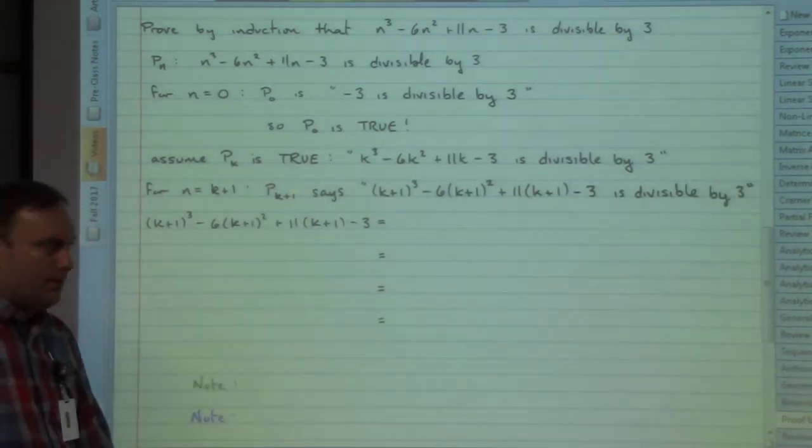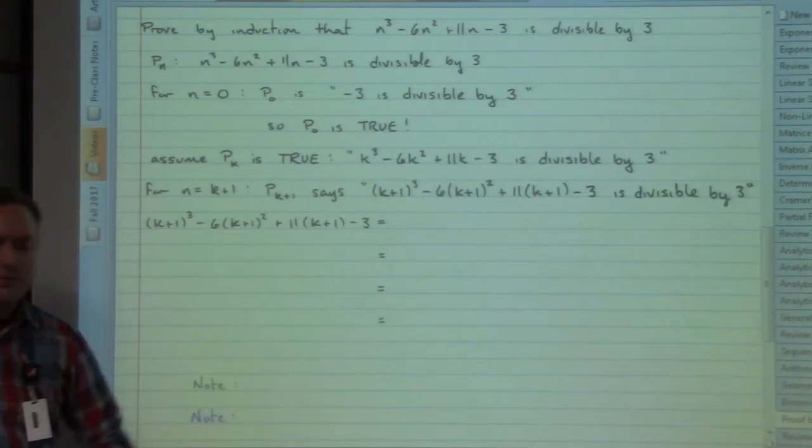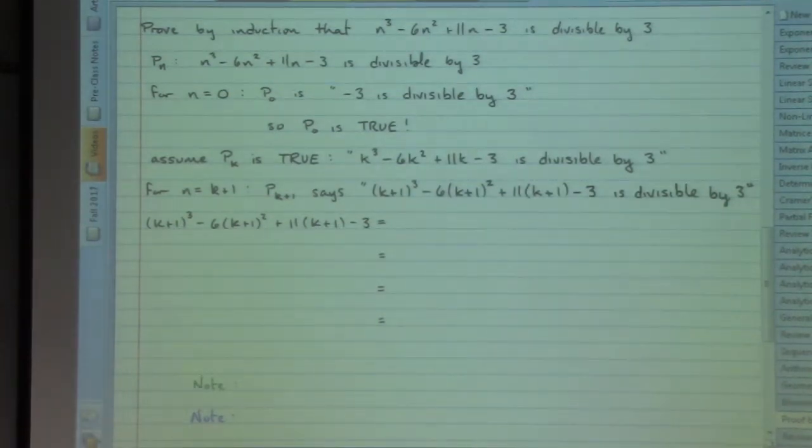So we're going to use a little bit of our algebra skills to try to putter around with that and see what we can come up with. So, if we expand parentheses k plus 1 to the power of 3, we will get k to the power of 3 plus 3k squared plus 3k plus 1.